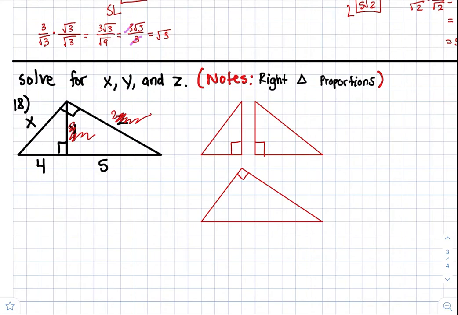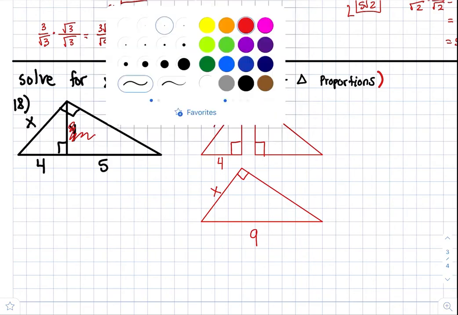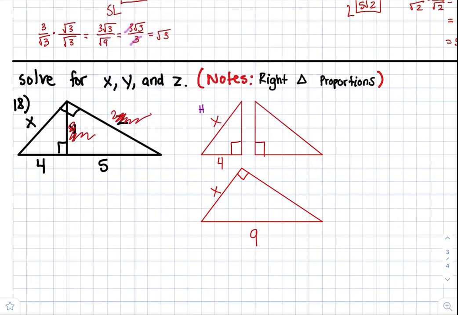Which two triangles would you guys be comparing to use to make a proportion? Well, I know x is here and it's here, right? This length would be 4, you guys. This length would be 4 plus 5, which is 9, right? So I know to compare those triangles. If we label these, this is the hypotenuse, this is the short side for that triangle, this is the hypotenuse, and this is the short side for that triangle.